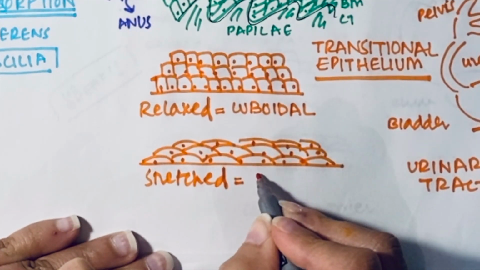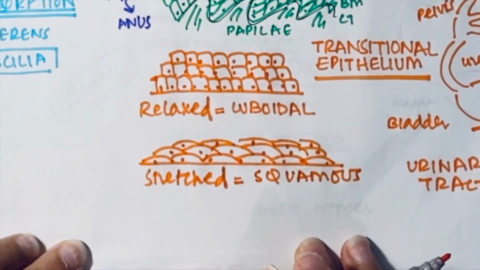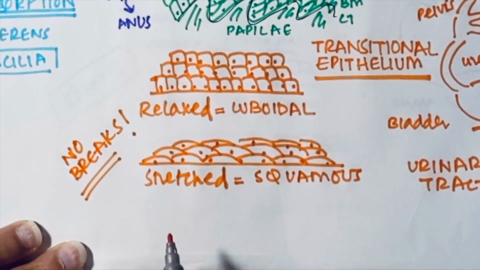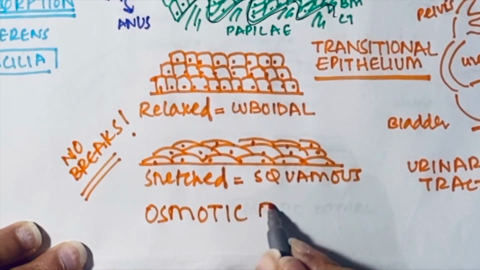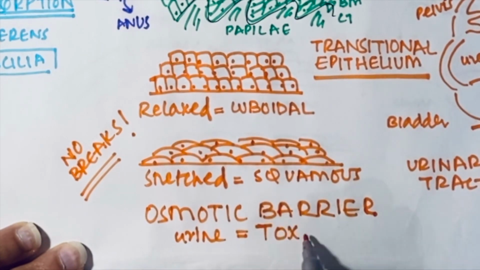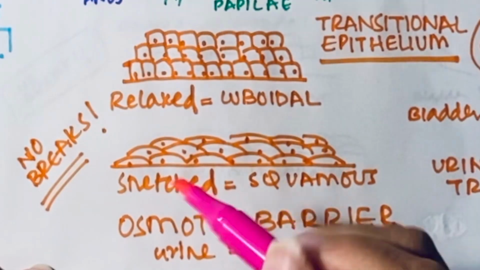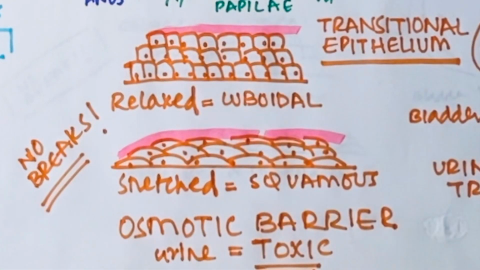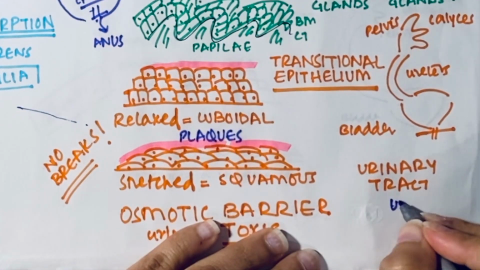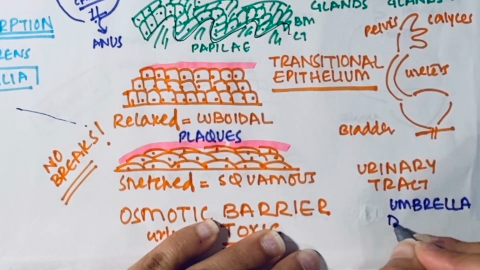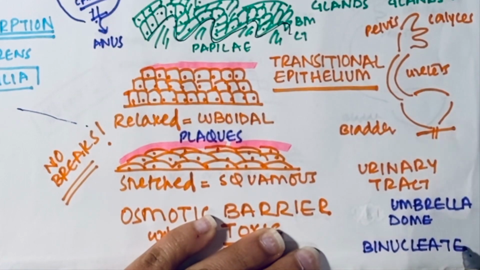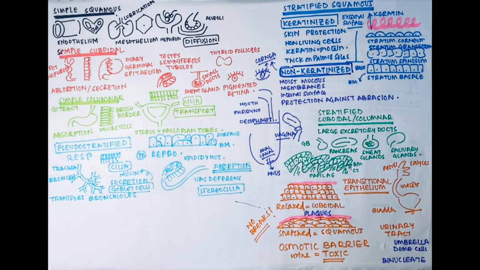And this is a really smart system because this allows stretching without any breaks in the layer, and that's important because we want to create an osmotic barrier between the toxic urine and the organ. The other way this is done is by secreting uroplakin, which prevents the urine from irritating the bladder. These cells are called umbrella or dome-shaped cells because they're rounded on the top and a little bit squarish at the bottom, and sometimes they have a tendency to be binucleate.